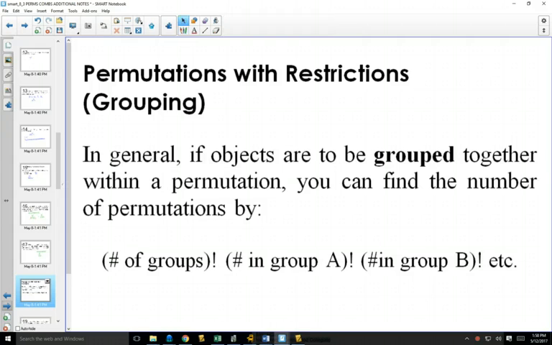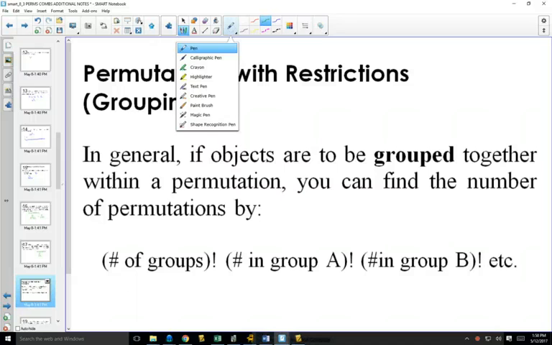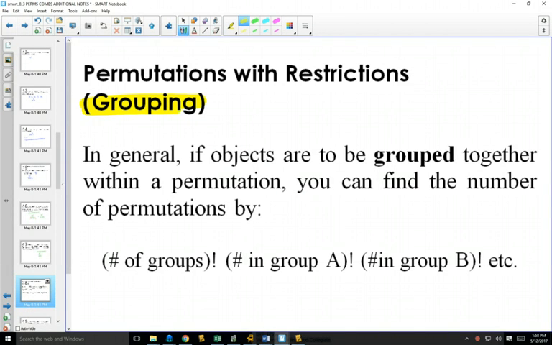And now here's another new strategy. So we haven't done any permutations with restriction, and that restriction is things need to be grouped together. This is what we will call the grouping strategy. I think in section C of the homework, there was a grouping strategy question.